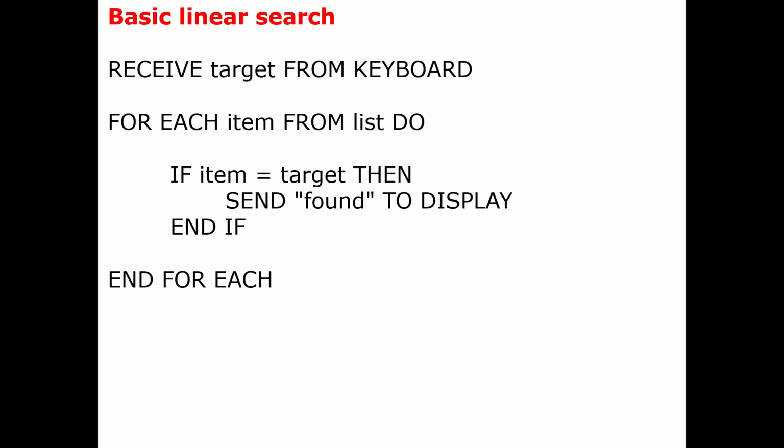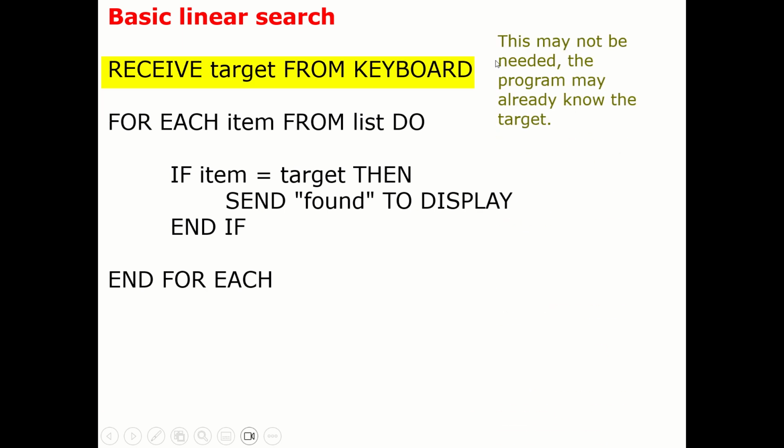So I've got here a real basic linear search for you. In fact, it's even slightly more complicated than we need to be. Just written in pseudocode here. So basically, we begin by getting a target from the user, getting them to type something in. What are they looking for in the list? But we wouldn't necessarily be doing that. So that's a totally optional part of the algorithm.